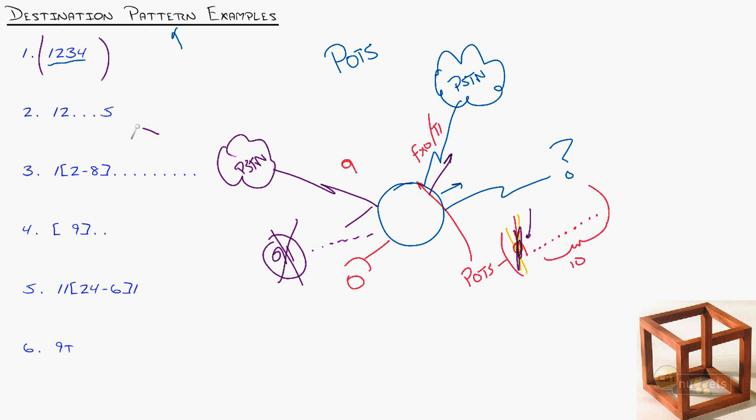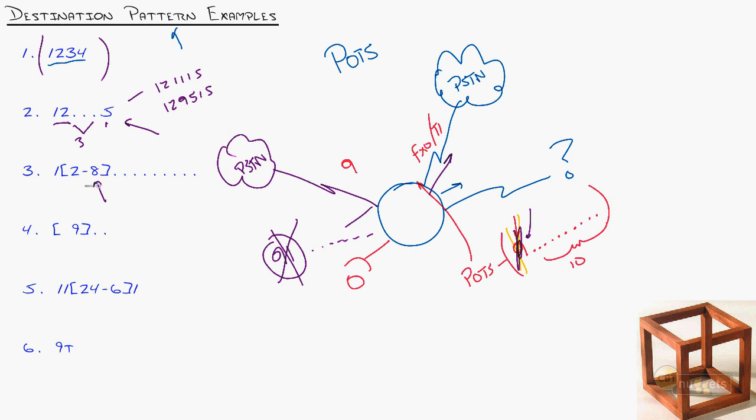So here's another one: 12 dot dot dot 5. That is 12 as the first 2 digits, any 3 digits, and then 5. So a 121115 would match that. 129515 would match. I mean, you get the idea, right?